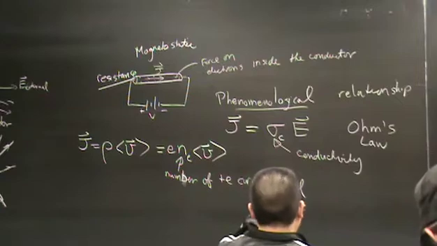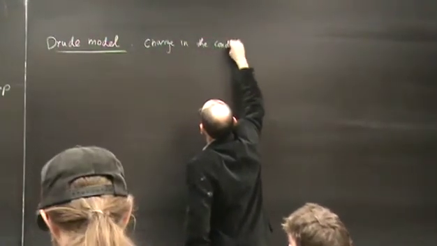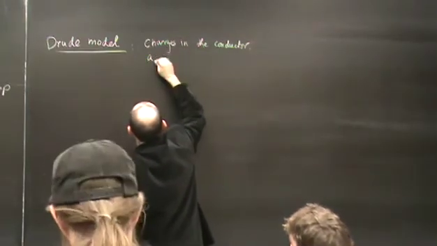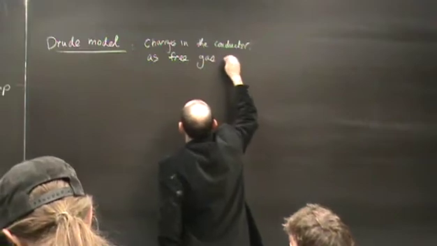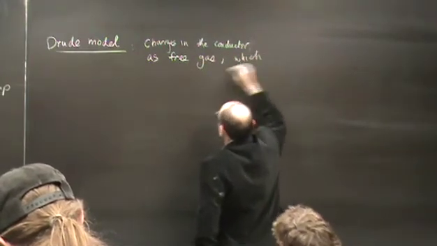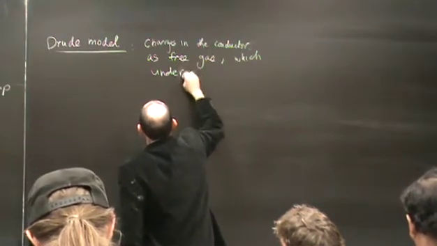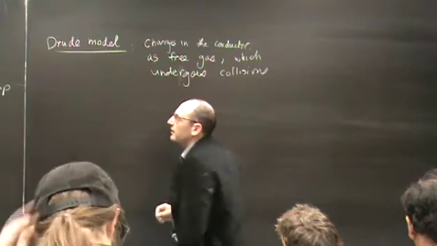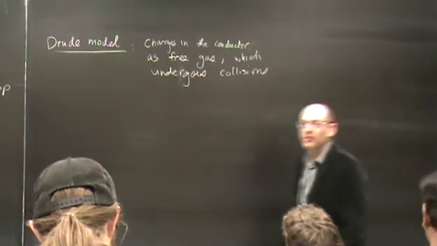in which case we think about the charges in the conductor as a free gas, which undergoes collisions. That's really the electrons that are moving, but I'll just think about them as the holes because I don't want to have negative signs floating around.